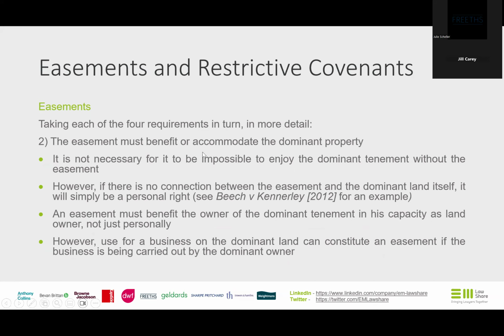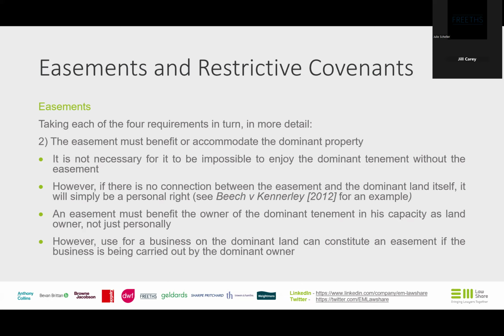The next requirement, it must benefit or accommodate the dominant property. So it's not necessary, if you're trying to claim that you've got an easement, that it's impossible to use your land without it. That would help, but it's not necessary for that to be the case. However, if there's no real connection between the easement and the dominant land, then it will simply be a personal right.